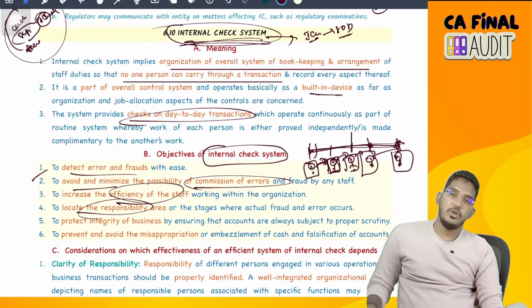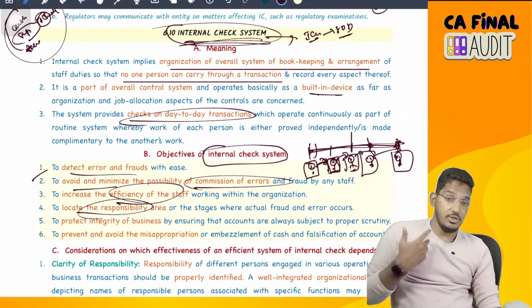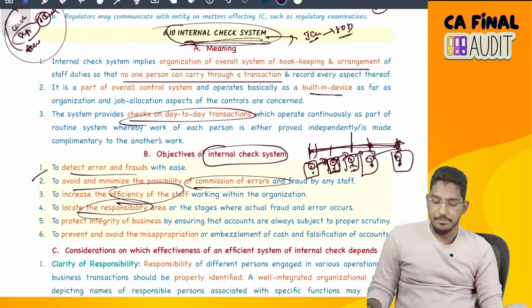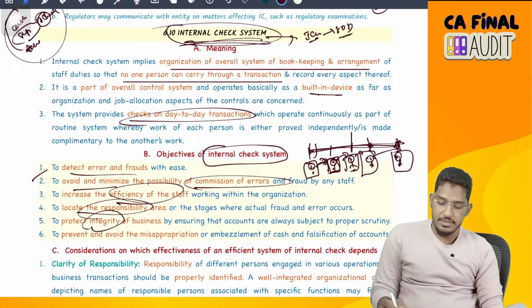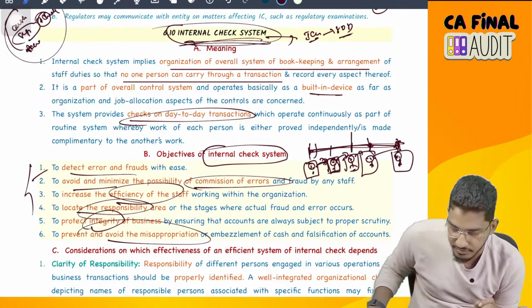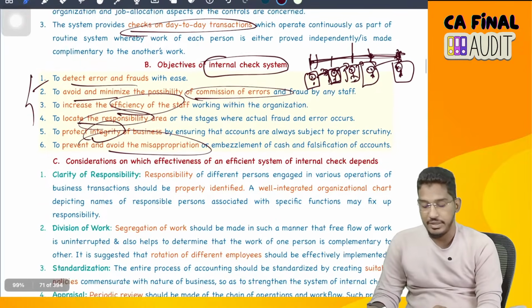And also to locate the responsibility, if at all something goes wrong, you should be able to find out who is the exact person responsible for that, and to protect the integrity of the business and to avoid misappropriation. So these are the main objectives with which internal check system will be implemented.